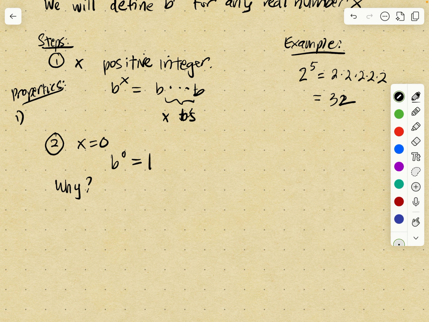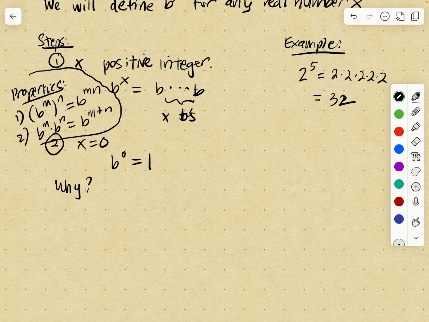One property is that when you have b to the m raised to the n, this is b to the mn power. And the second property is that when you have b to the m times b to the n, this is b to the m plus n power. And it turns out that these properties make sense for step 1 when m and n are positive integers. But we're trying to define b to the x in a way that this is true no matter what m and n are. So m and n can be any real numbers, and then the property would be true.